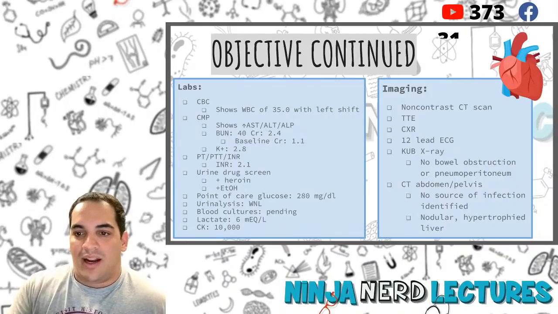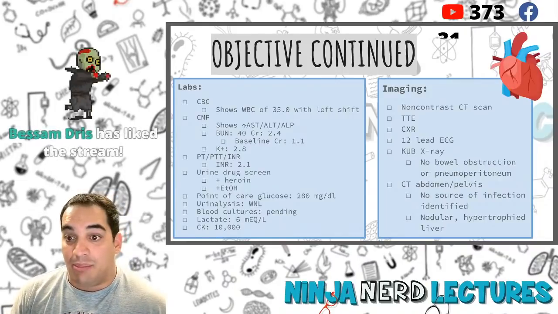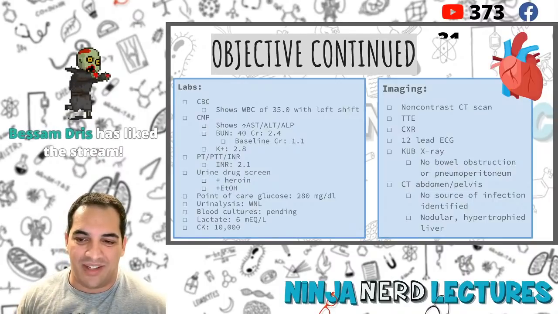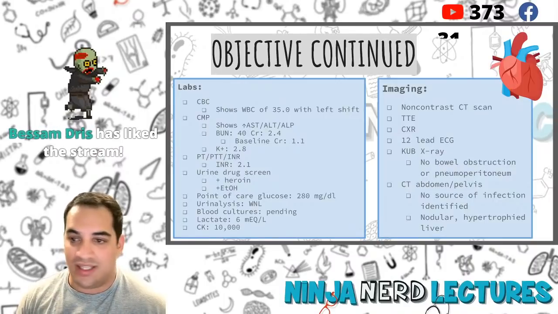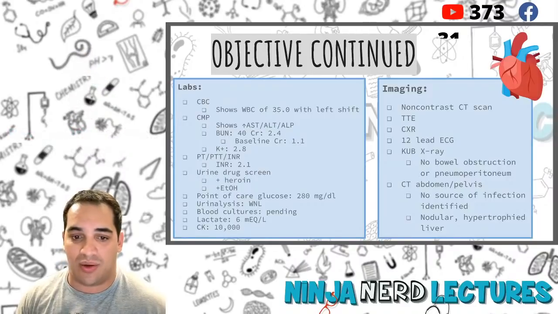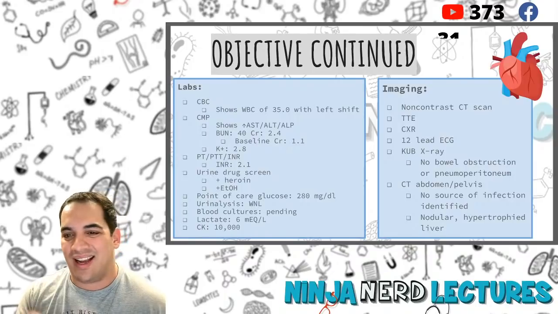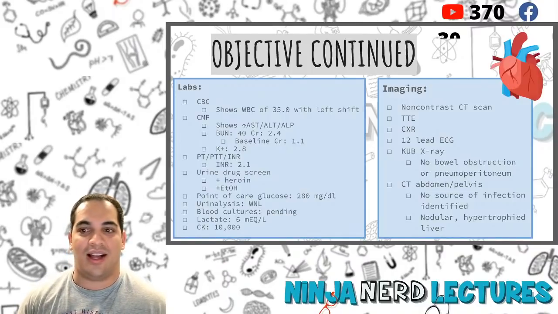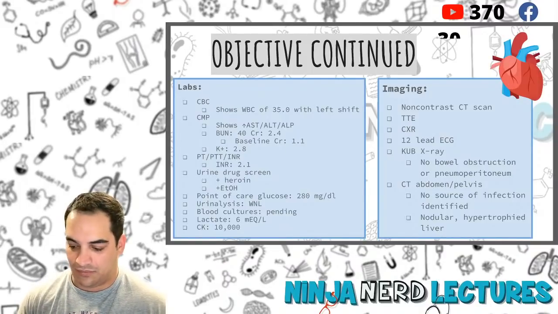When we did the KUB, I'm not going to show you guys any images of that because there was nothing particular there. He didn't have any bowel obstruction. He didn't have any pneumoperitoneum or any visible edema of the bowel walls. His CT of the abdomen and pelvis also didn't show any source of infection or pathology particularly within his abdomen and pelvis. He just had kind of a hypertrophied and nodular liver, which may be related to his underlying cirrhosis. All right, so let's take a look at this guy's non-contrast CT scan.